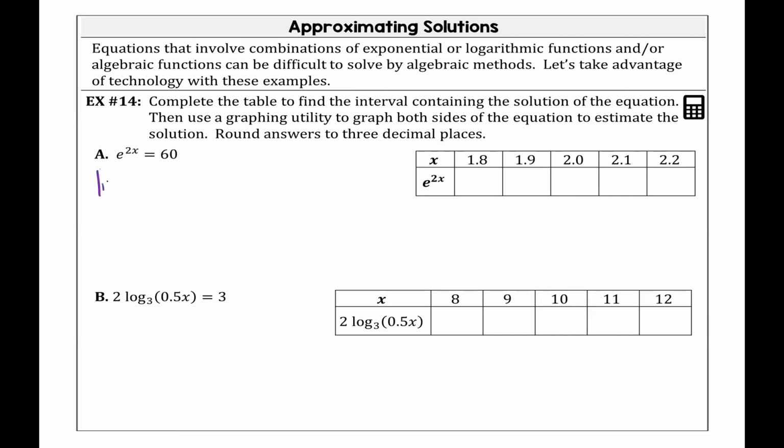So we take the natural log of e to the 2x, and what we do to one side, we do to the other. These cancel out, and we're left with 2x equals the natural log of 60. What do I need to do to get x by itself? Divide. So x is approximately whatever that is. Go to our calculator.